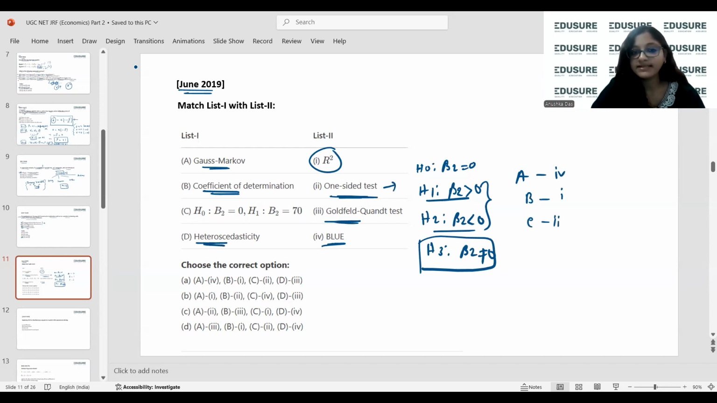Heteroscedasticity is checked using the Goldfeld-Quandt test. So autocorrelation is checked using the Durbin-Watson test, and heteroscedasticity is checked using the Goldfeld-Quandt test, right? So D will be option number 3. Now match here. A is 4, B is 1, C is 2, and D is 3. So A will be the right answer.